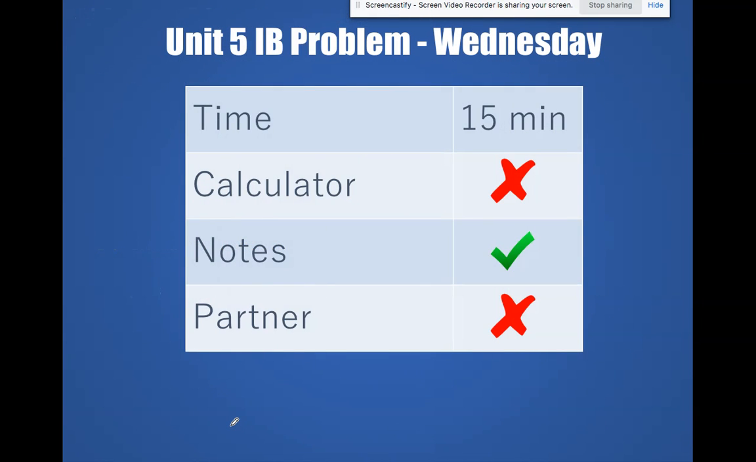So remember, you have a Unit 5 IB problem. If we were in school, we would have given you 15 minutes to do it, no calculator, but you would have been allowed to use your notes, and it would have been without a partner. But this time, as we said in the directions, it is a very short problem. I hope it doesn't take you any longer than 15 minutes. Please do not use your calculator. You may use your notes, but try without. See if you can use your partner, if you do use a partner. But if you're just with yourself, yes, you may use your notes. All right.